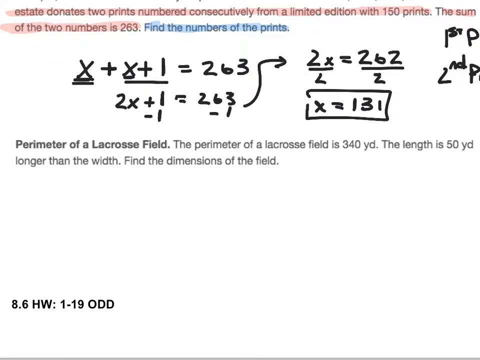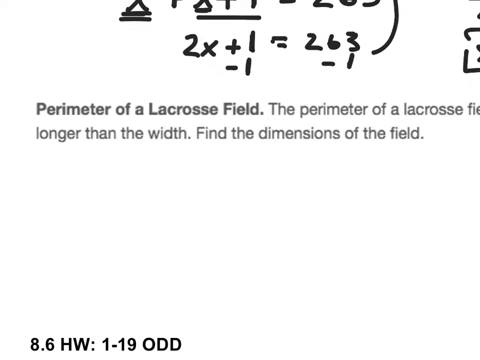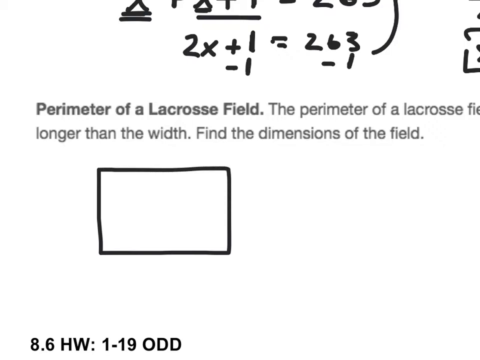Okay, so it says the perimeter of a lacrosse field is 340 yards. The length is 50 yards longer than the width. We want to find the dimensions of the field. So this is a pretty standard word problem. Let's go ahead and draw a picture here. I'm going to label this as the width, and this is my length.